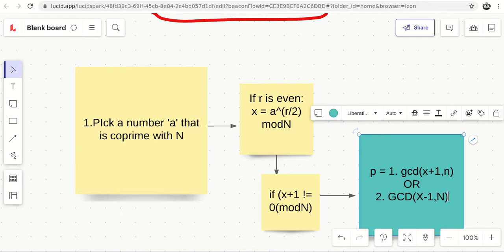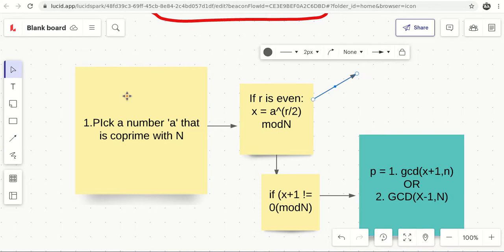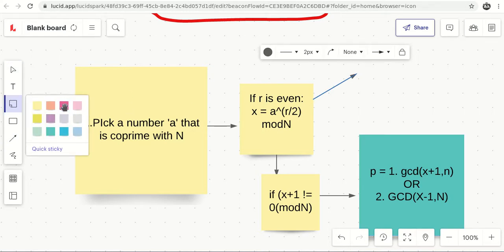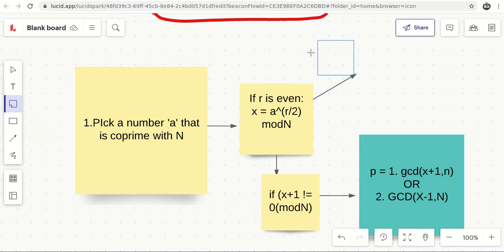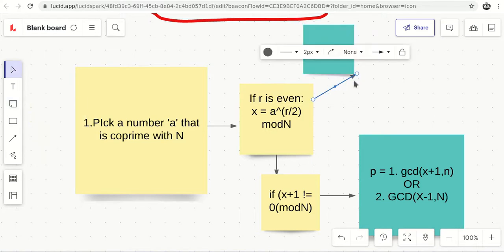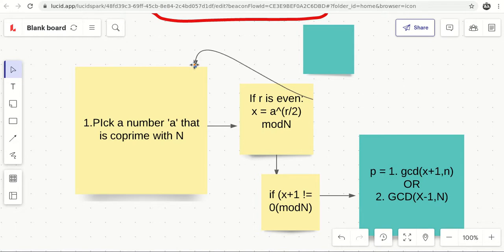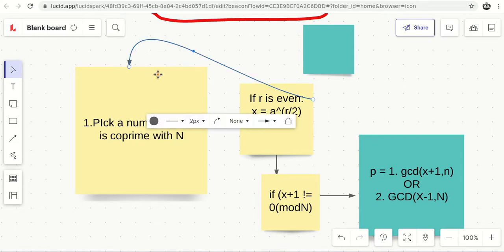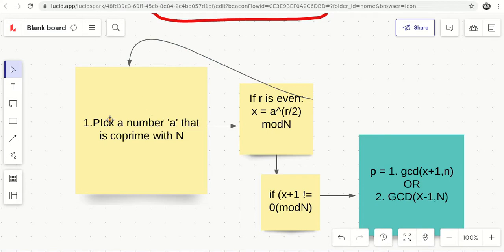Okay, now if the first condition itself is not satisfied, pick another a. So this is the whole algorithm.